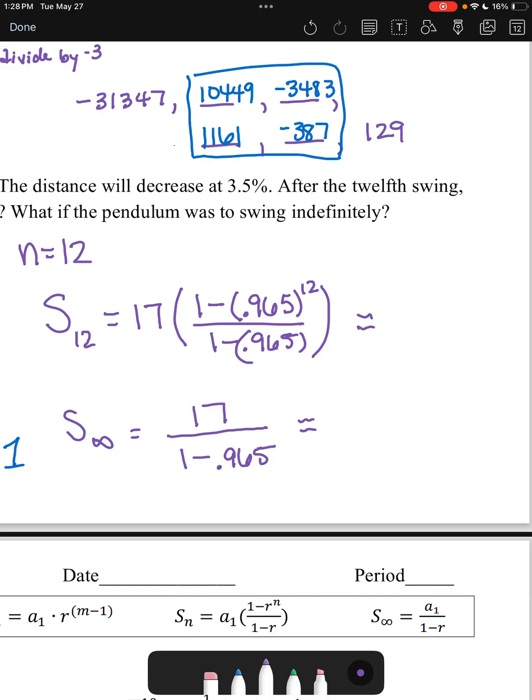So 1 minus 0.965 raised to the 12. 1 minus 0.965. Enter. Times 17. Aw, silly. So approximately my first answer is 168.97 inches total traveled.